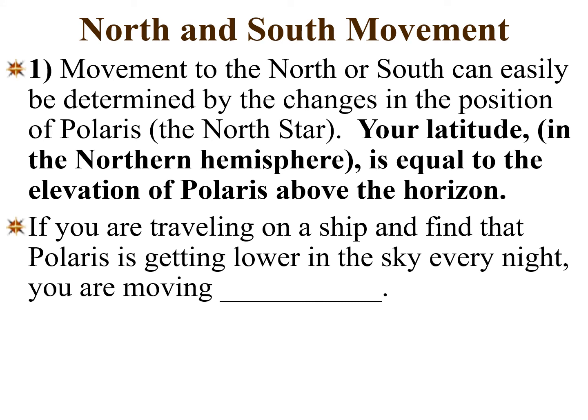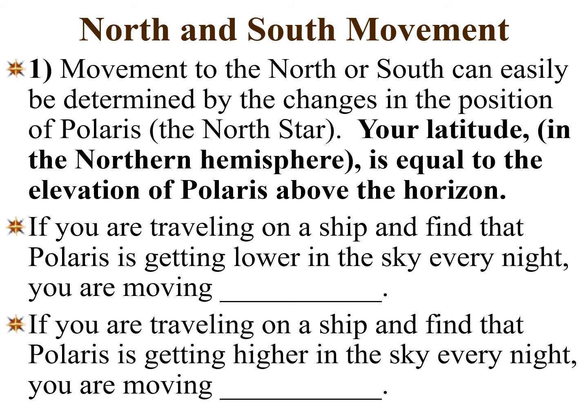So if you're traveling on a ship and find that Polaris is getting lower in the sky every night, which way are you moving? Well, you're getting further away from the place where Polaris would be directly overhead. That would be the North Pole. If you're getting further away from there, you must be moving south. If you find that Polaris is getting higher in the sky every night, you must be moving north.